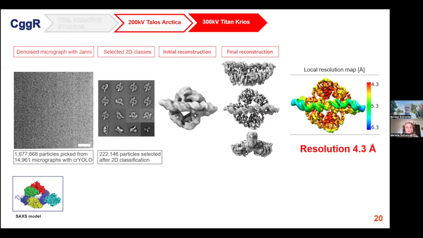And in the course of this experiment, we selected over 220,000 particles to reconstruct the 3D cryo-EM map of a global resolution of about 4.3 angstrom, which clearly shows a C2 symmetrical complex where all the effector binding domains are in contact. So we made the previous SAXS model much more accurate; this complex is in contrast to the SAXS model.